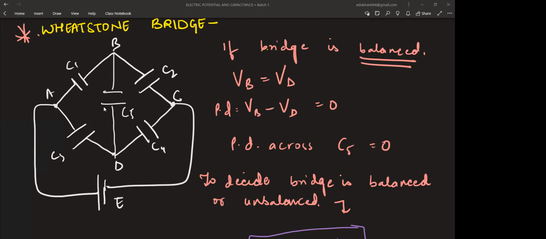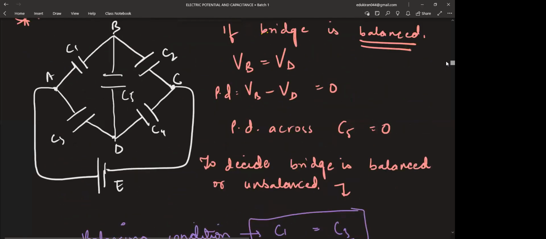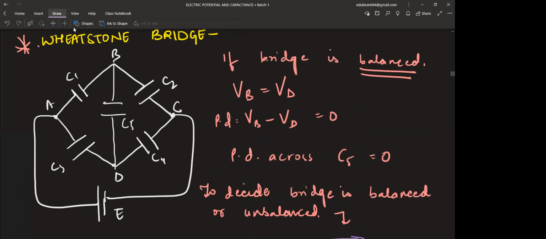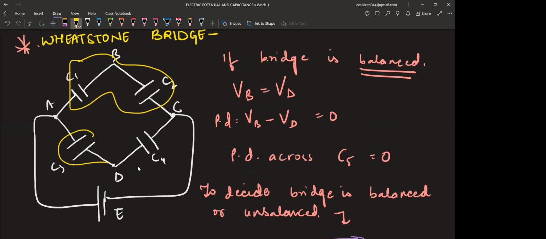Now look, class, if this wire gets eliminated, how much easier our calculation becomes. This will be gone. Then these two are connected in series and these two are also connected in series, and their resultants are connected in parallel. That's how we solve a Wheatstone bridge.